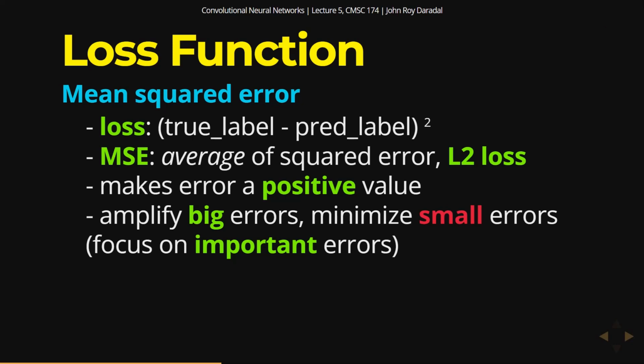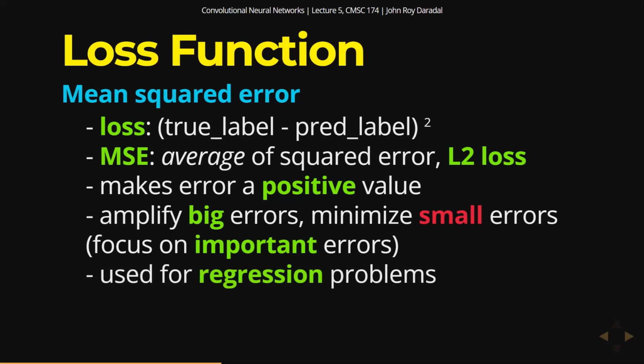So if we square a big number, like let's say 4, 4 squared becomes 16. So it amplifies the big errors. And if it's a small error, like let's say 0.01, and if we square that, then it becomes much smaller. Okay, so it allows us to focus on the more important errors and brush off the slight errors that we can just ignore.